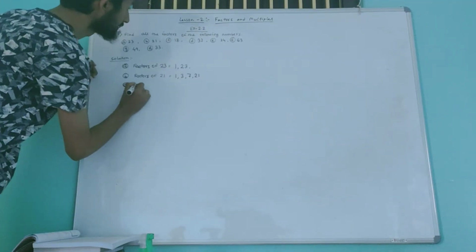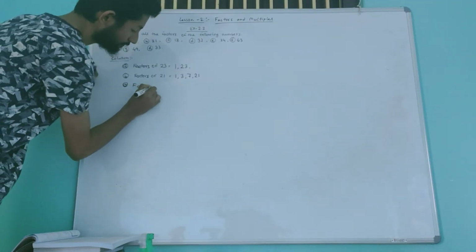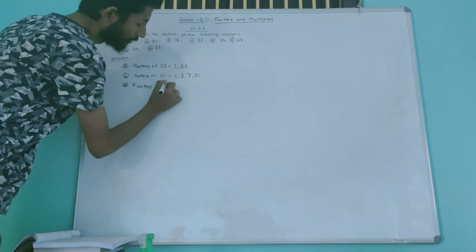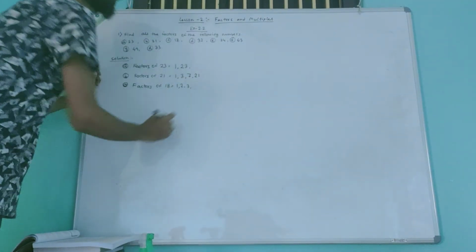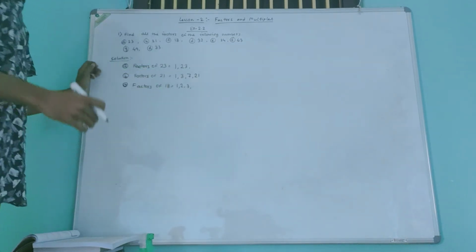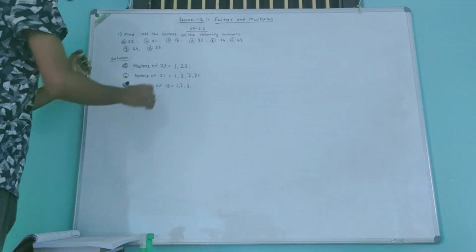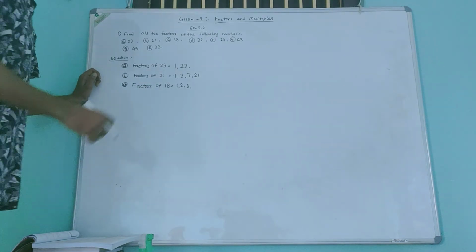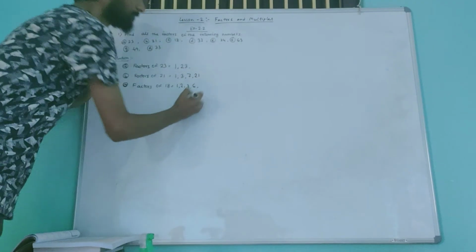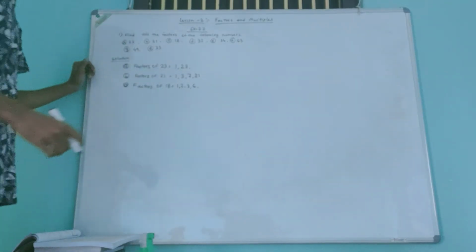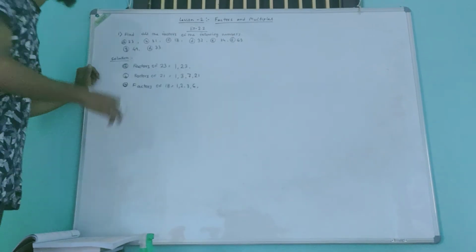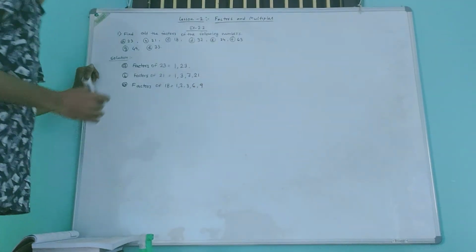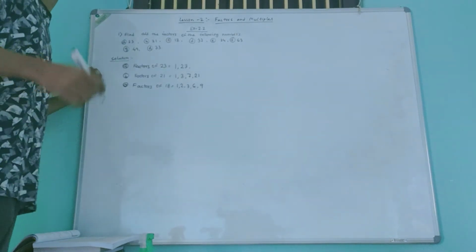Similarly, question number C says factors of 18. Now 18 will be divisible by 1. Then 2, it is divisible by 2 also. Then 3, it is divisible by 3 also. 4, it is not divisible by 4 because 4 fours are 16 and 4 fives are 20. Now 5, it is not divisible by 5. 6, it is divisible by 6 because 3 sixes are 18. Now 7, not divisible. 8, not divisible. 9, it is divisible by 9 because 9 twos are 18. Then 10, it is not divisible by 10.